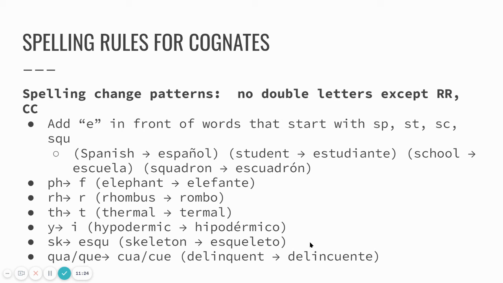So if you look up at the first one that we saw, where you add the E in front of the words that start with SP, ST, SC, and SQU, this is all based on sounds. So a skeleton becomes an esqueleto. And if you have QUAs and QUEs, oftentimes they'll become CUAs and CUEs. So a delinquent becomes a delincuente. All right.